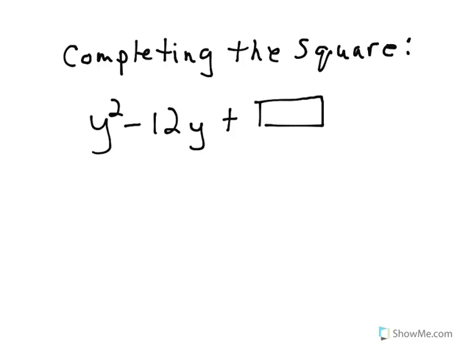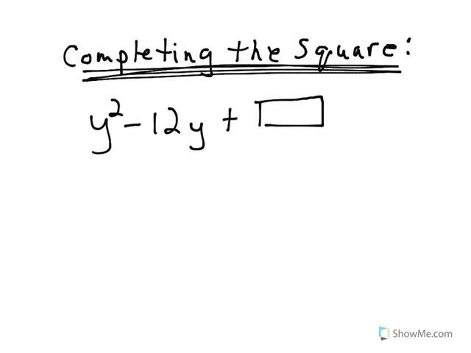Another method to solving quadratic equations is called completing the square. To complete the square means we are going to take our binomial and turn it into a perfect square trinomial.